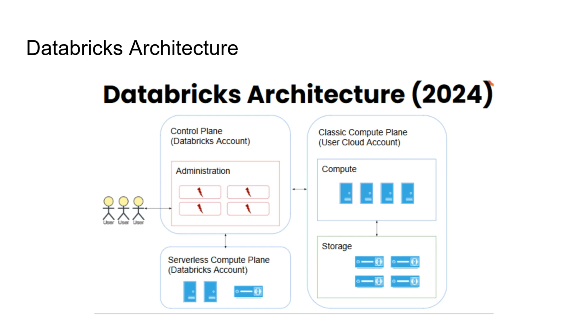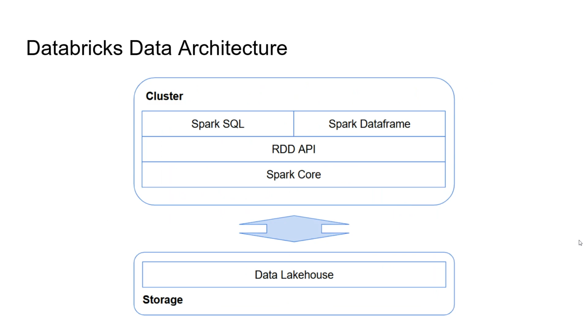You also have the compute plane, two of them, classic and serverless. Classic compute plane used to be the only plane that you would be working with. The serverless compute plane is a new one, but the underlying design is the same. In each of these compute planes, you have compute and storage. And inside this compute and storage, the compute of Databricks data architecture is cluster, Spark cluster. We talked about Databricks being built on top of Spark, right? So in each cluster, you have Spark core.